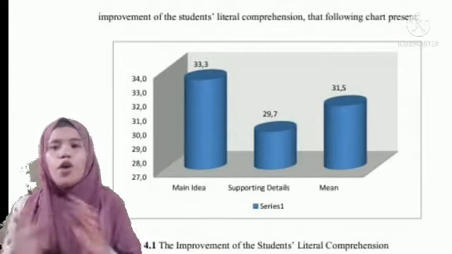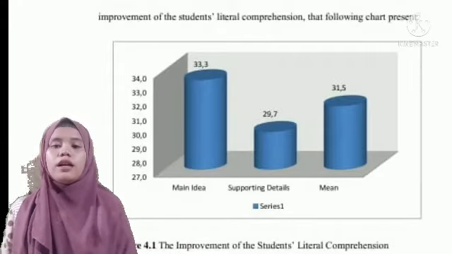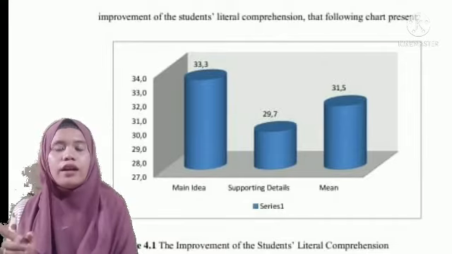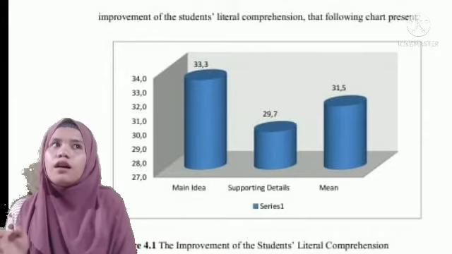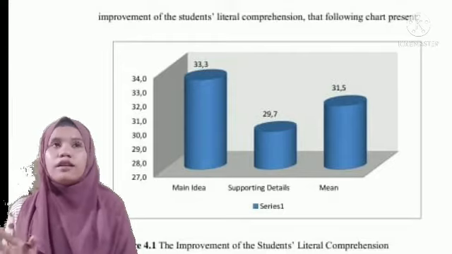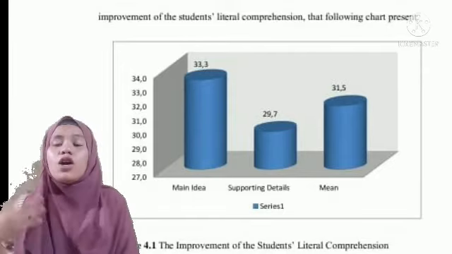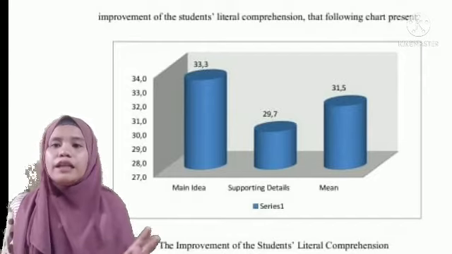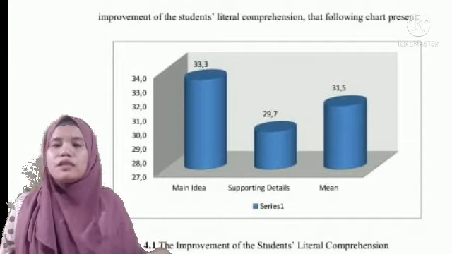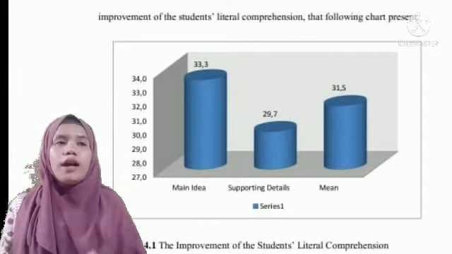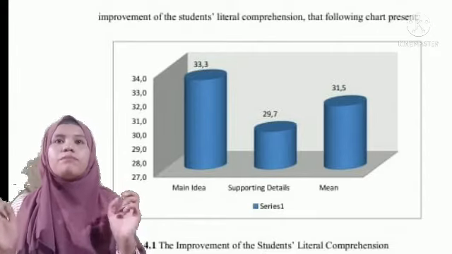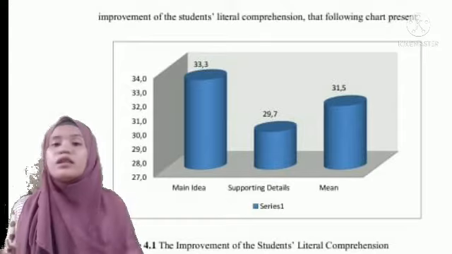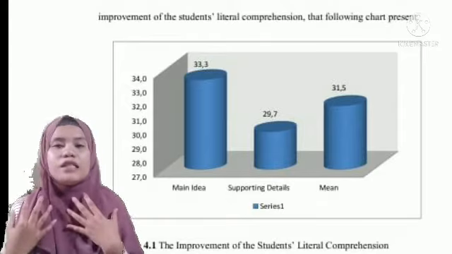The graph above shows that the increase in student literal reading comprehension of the main idea is 33.3%, supporting detail 29.7%, and the average of both is 31.5%, and this all shows that the result of student literal understanding is a good achievement.